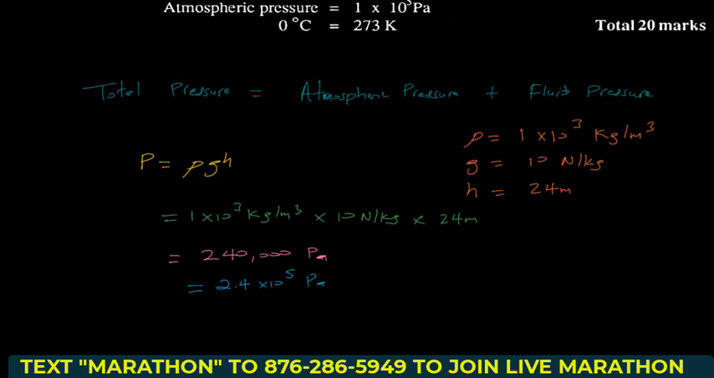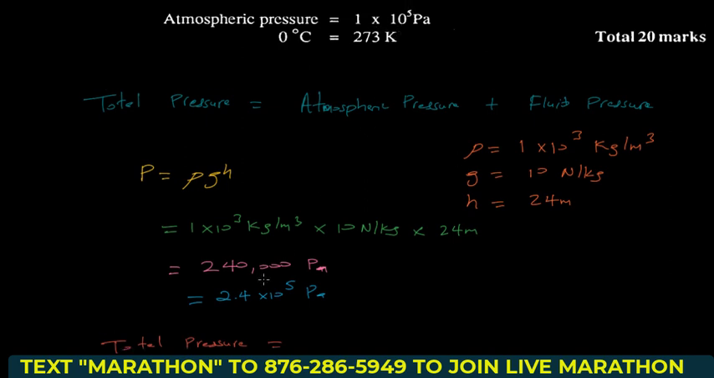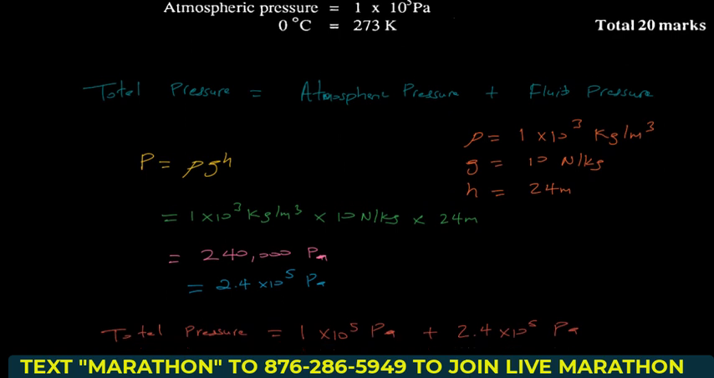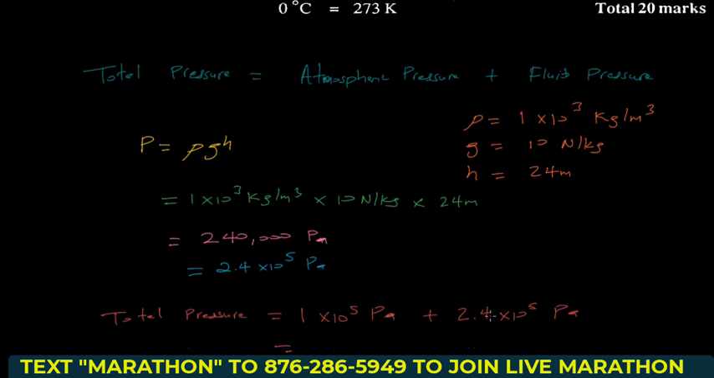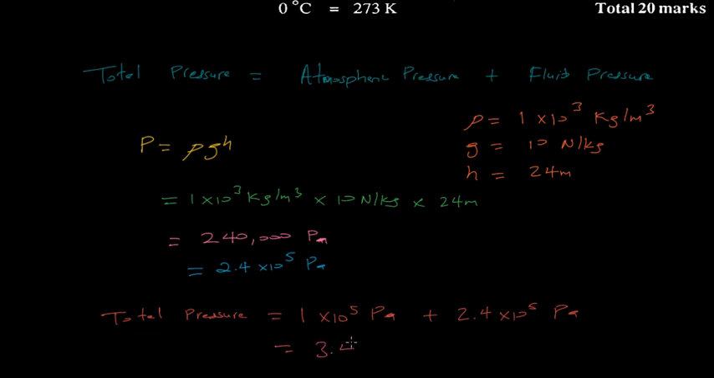Now the total pressure will simply be the pressure of the atmosphere, which is given right here as 1 times 10 to the 5, plus the fluid pressure. So we say 1 times 10 to the 5 pascals plus 2.4 times 10 to the 5 pascals. Adding these together, 1 plus 2.4 gives us 3.4 times 10 to the 5 pascals, and that would be our answer here.